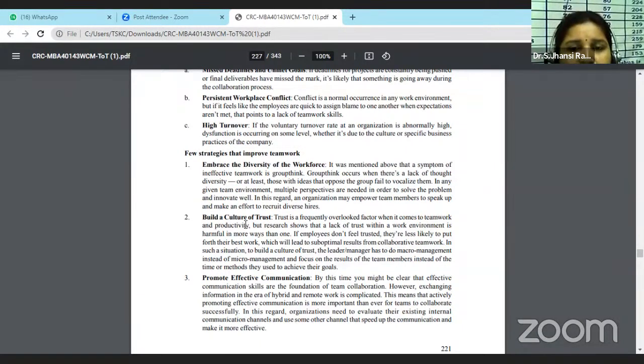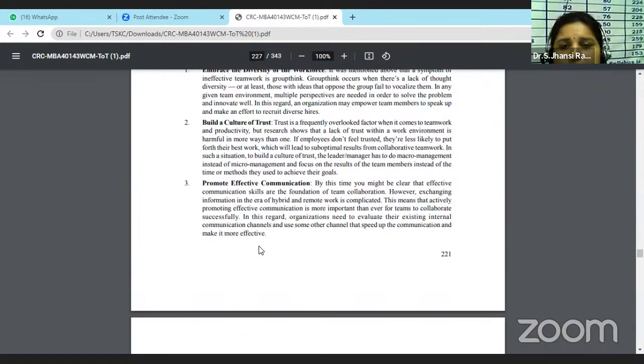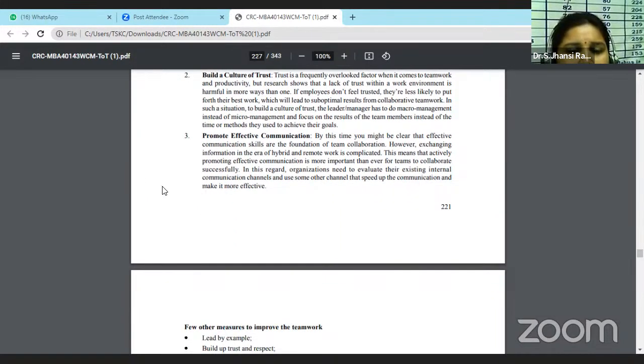If employees do not feel trusted, they are unlikely to put forth their best work. So the trust culture has to be maintained in the organization, and it promotes effective communication. There should not be any miscommunication, or any differences between the team. Everyone should be able to exchange their information and put forth their ideas. Whichever team is having more and more communication, then it's going to be perfect and able to achieve the team goals.